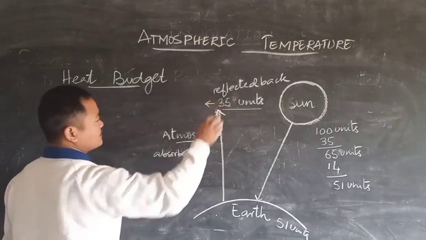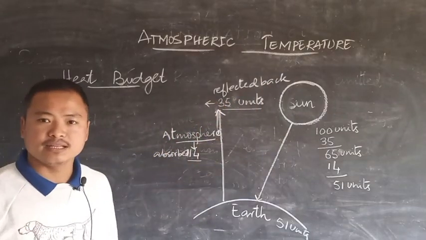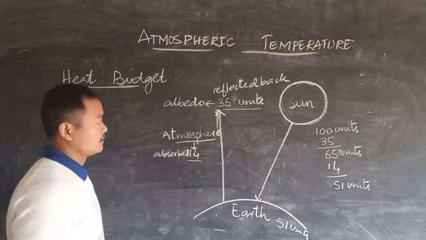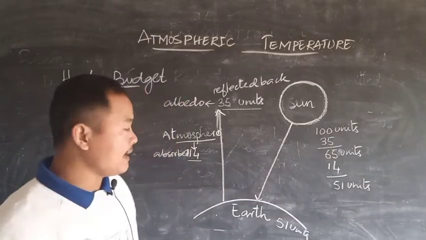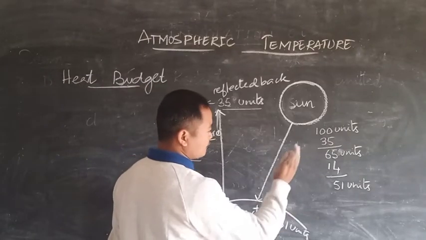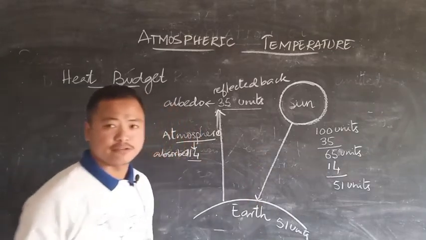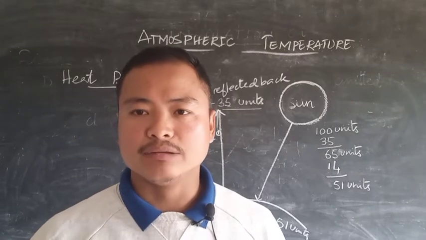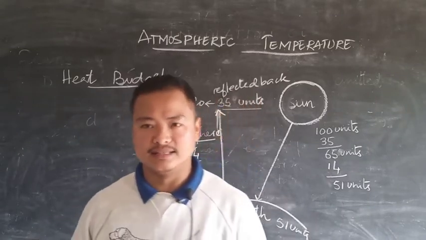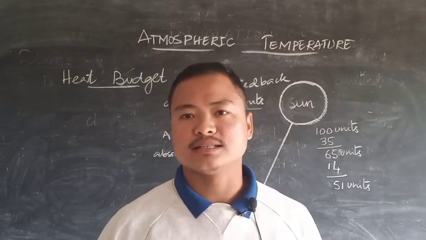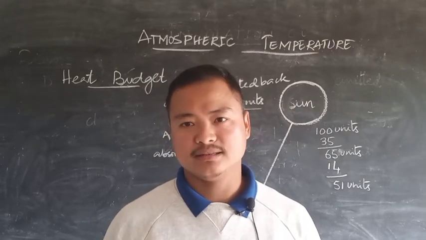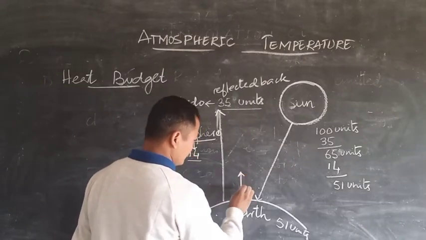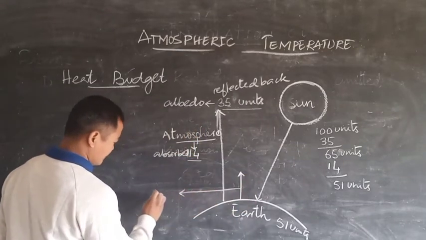This 35 units, which is reflected back without much heating the atmosphere, is known as albedo. Now the remaining 51 units out of 100 units actually reaches the earth's surface, which now starts heating the surface of the earth. Once the earth's surface starts heating, it also starts radiating back the heat. And that heat which is radiated back from the earth's surface is known as terrestrial radiation.